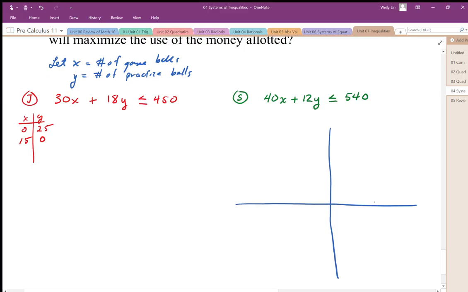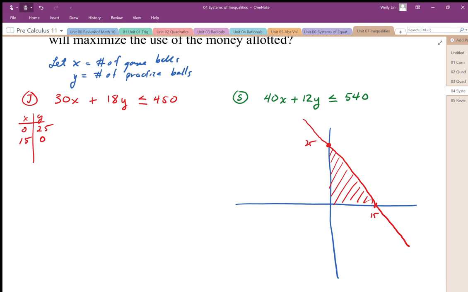I'm going to put 15 about here, 25 maybe about here. Okay, so that's 25, that's 15, and there's my line, and I can spend up to the line, and because we can't have negative practice balls, really we're just dealing with quadrant 1. So this is our solution in quadrant 1. This is for the junior team.